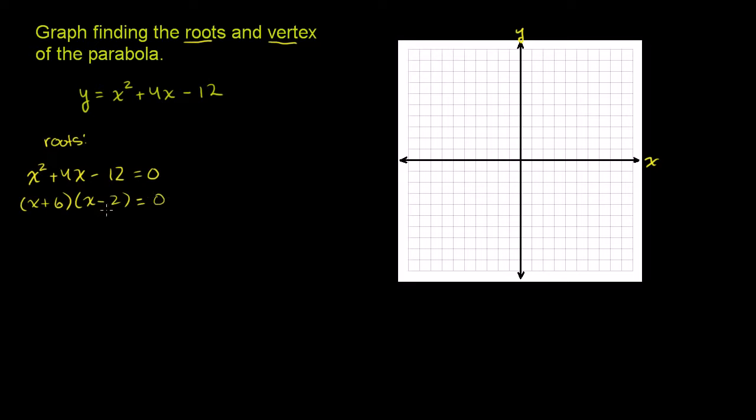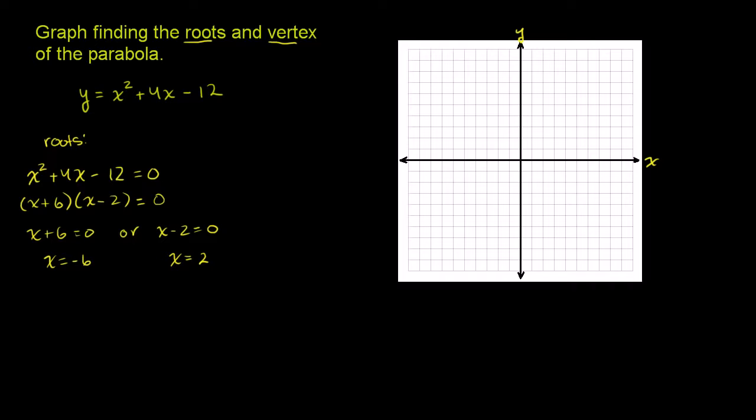And if we have two numbers, and when you multiply them you get 0, that means that either x plus 6 is equal to 0, or x minus 2 is equal to 0. Subtract 6 from both sides of this equation, you get x is equal to negative 6. Add 2 to both sides of this equation, and you get x is equal to 2. So y is equal to 0 when x is equal to negative 6, or x is equal to 2.